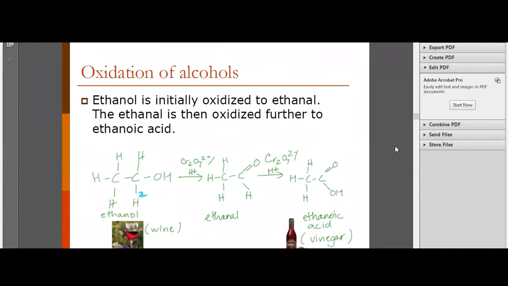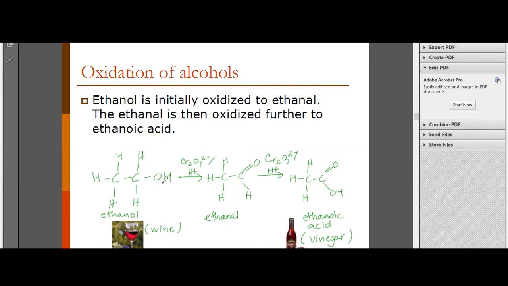Okay, oxidation of alcohols. We will start from the primary alcohol. That's why at the beginning I already told you about the types of alcohol, primary, secondary, and tertiary, since they undergo oxidation differently. I mean, they give different products. We will start from the primary alcohol, which is ethanol.